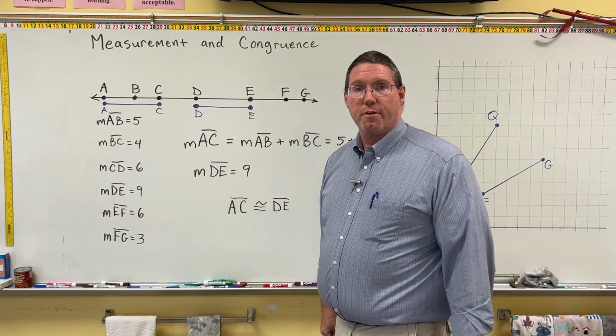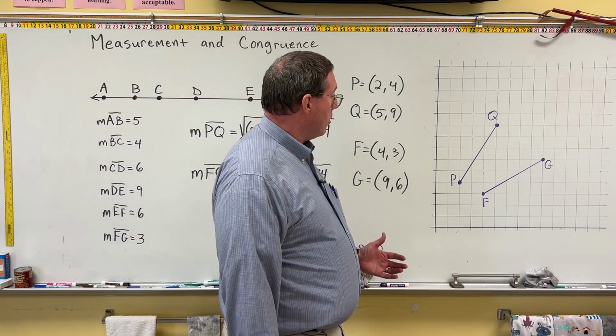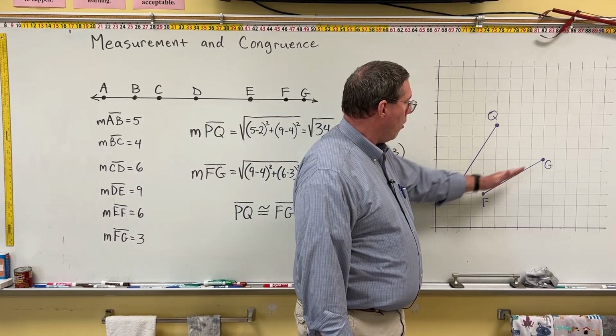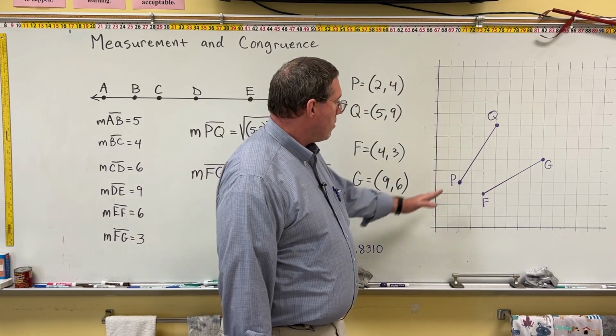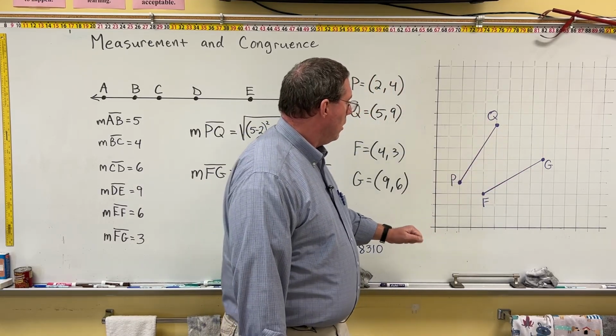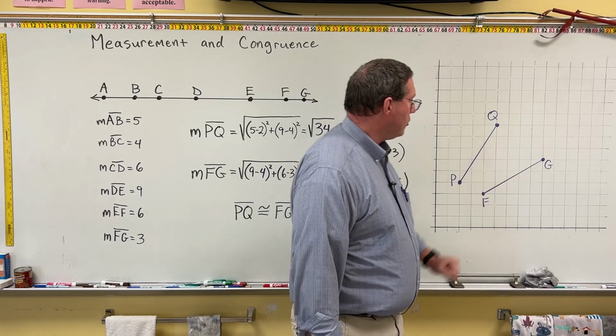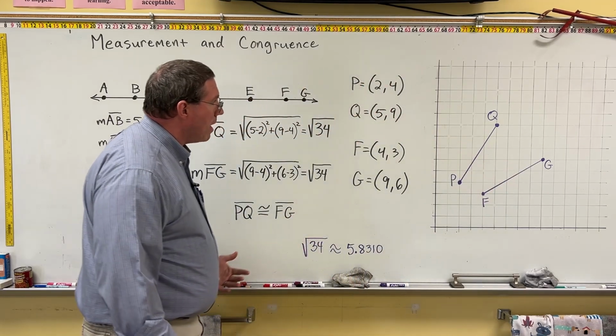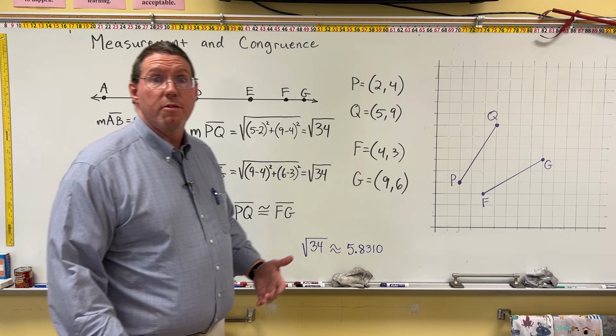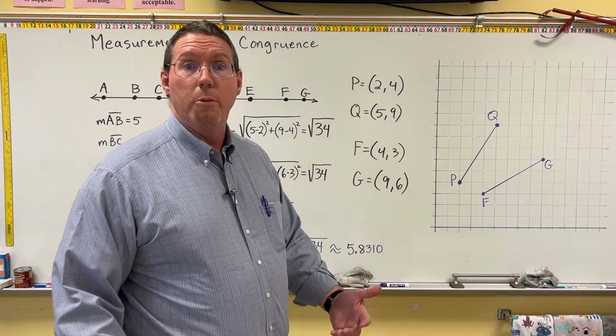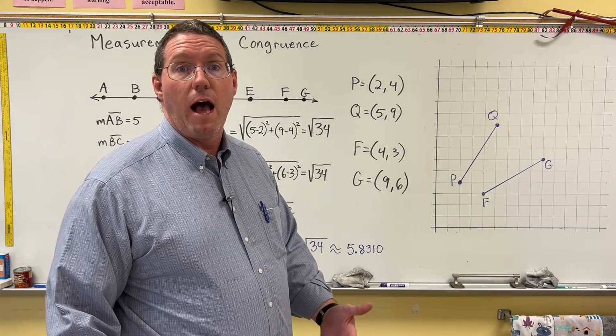Let me show you another example. Okay, so now let's consider 2 line segments on the coordinate plane. This is the segment PQ. This is the segment FG. We need to know their measurements. They're both line segments, so they're the same shape. Now we just need to know if they are the same size.